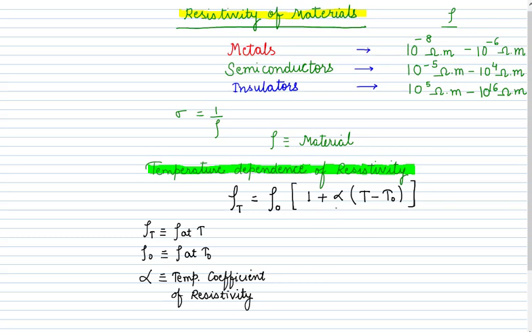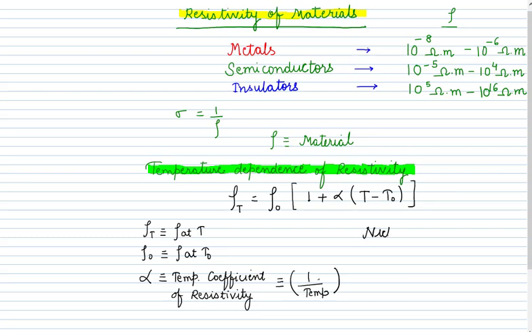So using this formula, you can calculate the resistivity at any temperature if the resistivity at some reference temperature is given to you. And alpha is the temperature coefficient of resistivity, and it depends on resistivity as the inverse of temperature. Now we'll study how the resistivity of a material depends on the type of material we are taking.